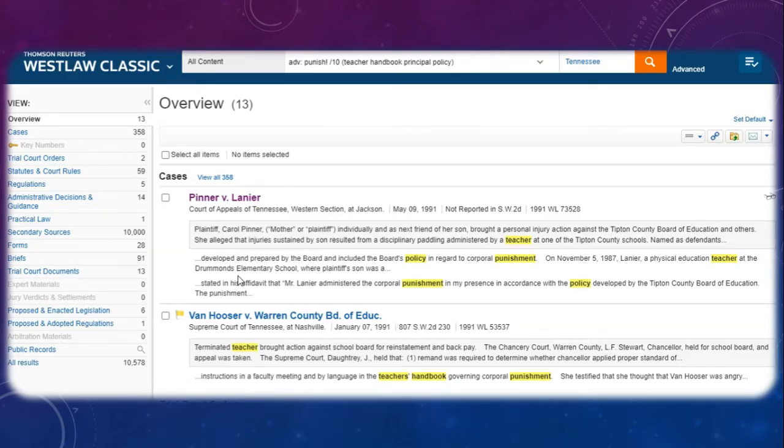Now this search term was far too broad. It was 358 results, which you cannot reasonably get past. So what you can do from here is limit it. So if you were looking for cases where the handbook or the school policy either allowed the punishment to happen or was against it, whichever one you want to look at, you could remove teacher and remove principal, and they would only come up with handbook and policy, which would limit this down a lot.